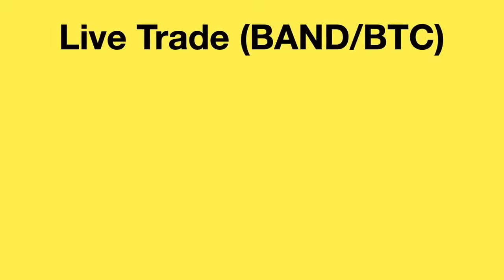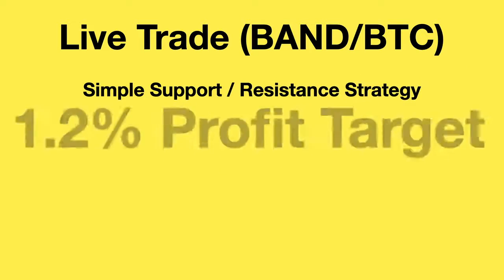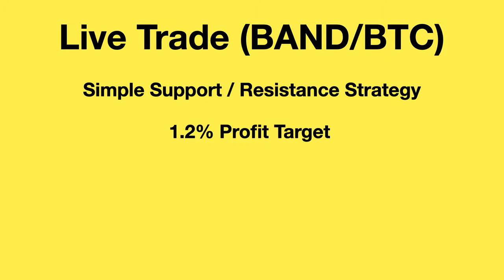Today I'm going to be going over a live trade that I took on Band BTC. In this live trade example, I'm using my simple support and resistance scalping strategy. When doing this, I'm targeting about 1.2% profit. And the reason I chose this number is because after fees, it comes out to just about 1%, which is a nice round number. You'll notice that this is a cryptocurrency pair that I'm live trading here.